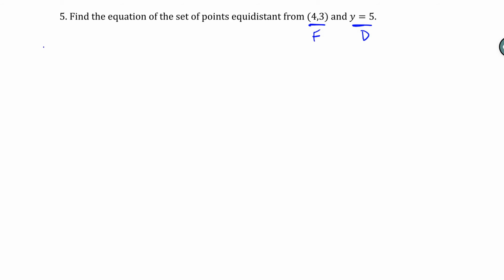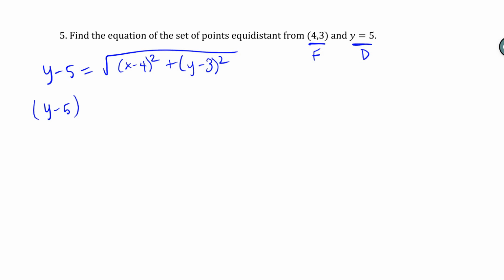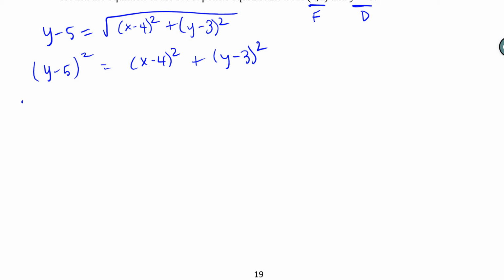So if we make our equation, we have y minus 5 equals the square root of (x minus 4) squared plus (y minus 3) squared. Square both sides again, so I have (y minus 5) squared equals (x minus 4) squared plus (y minus 3) squared. Multiply everything out. Again, tabular method or the trick.